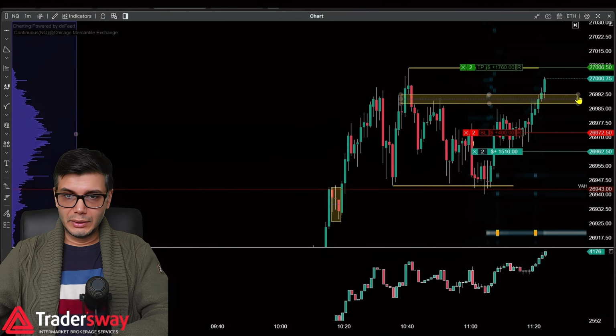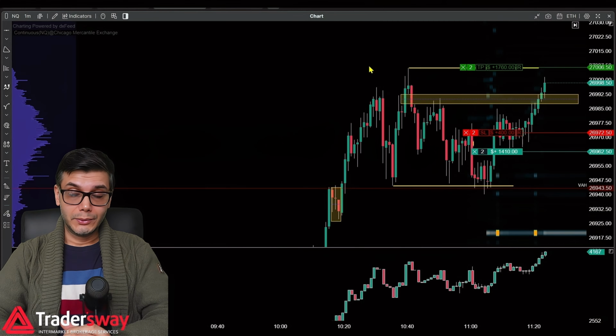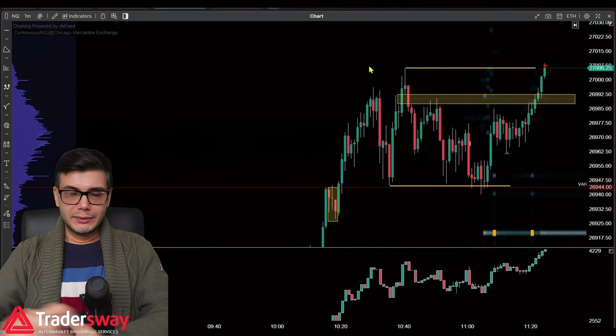You see that? We inverted this gap. Once that happens, there's a very high probability for the price to make a new high, or at least tick into it or wick into it. Almost there, just a few ticks, and yes, we secured that profit.